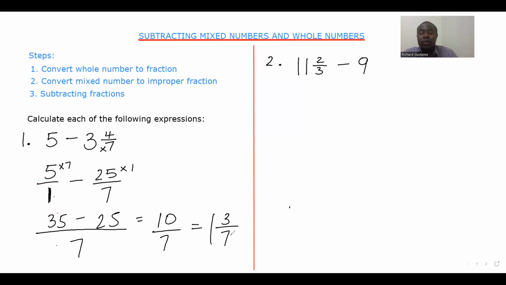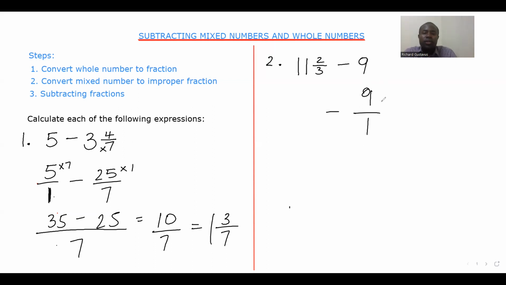All right, guys, let's turn our attention to number 2. So the first step is to convert our whole number to a fraction. Our whole number in question 2 is 9. So it's going to be 9 over 1. We can put back our operator, which is subtraction.